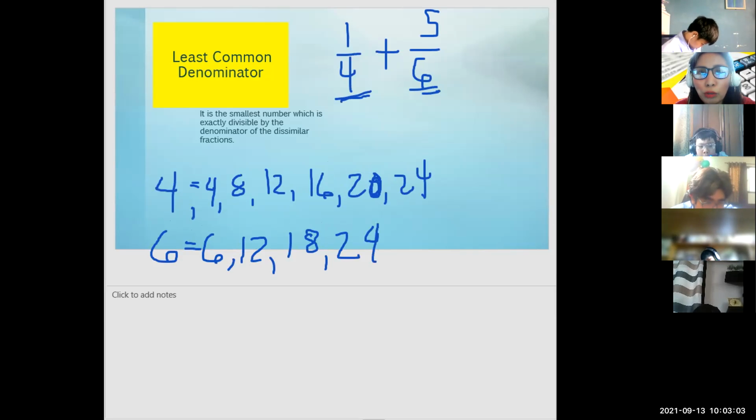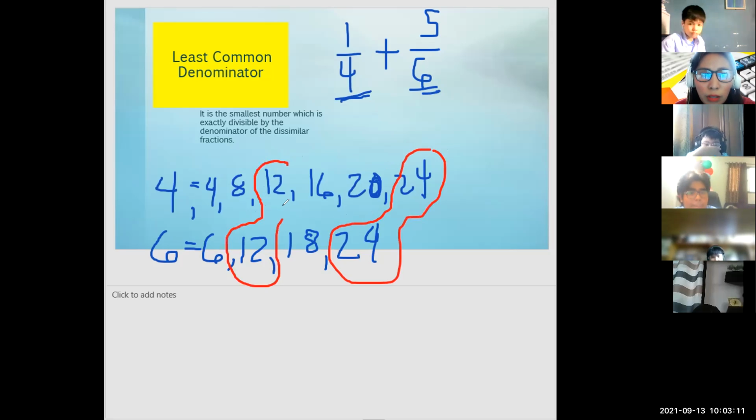If you're to ask, why not get 24? Why do we need to get 12? 24 naman is also their common number. Because 24 is also correct. We can still get 24. But for you to not have to simplify numbers, we need the smallest possible.